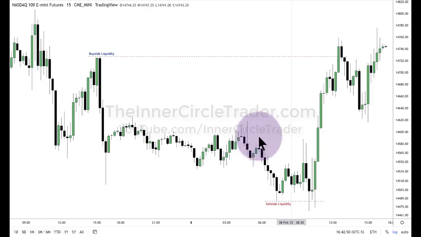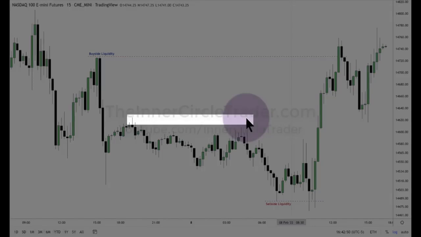Where's the liquidity going to be? Is it going to be above this, or is it going to be above that? It's going to be above this. Why? Why not that one, and why this one? Keep looking left. What do you see over here?